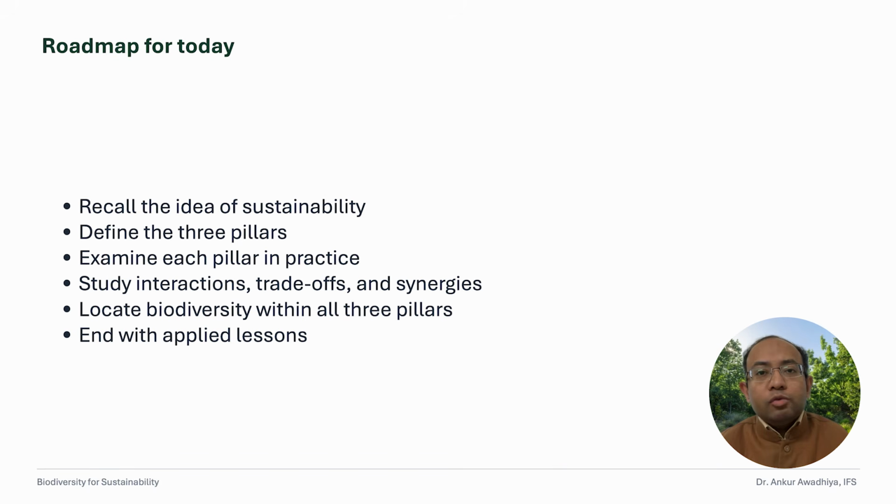Let us begin with a quick roadmap. We will briefly recall the idea of sustainability from the earlier lecture. We will then define the three pillars and examine each one in practice. After that, we will look at interactions, trade-offs, and synergies among them. We will also place biodiversity within all three pillars and finally end with some applied lessons for sustainability thinking.